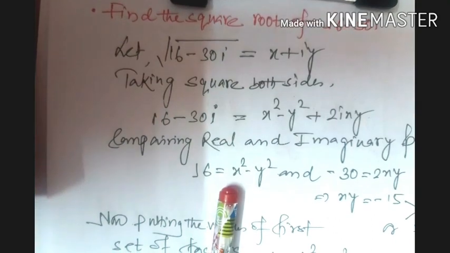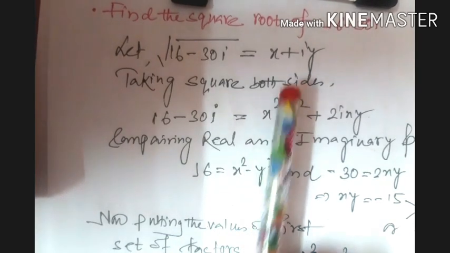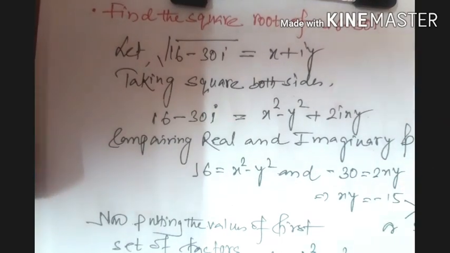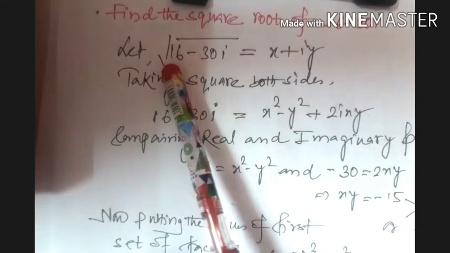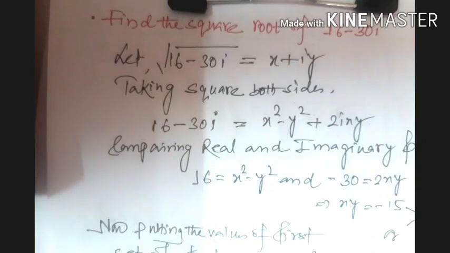Okay students, so we have learned 4 methods, and among the 4 methods I have shown mainly 3 methods. By using those methods you can solve the square root of a complex number in only 5 to 10 seconds if you practice those methods several times. So to revise all the methods together, especially those shortcut methods, I have taken another complex number here. You can see, find the square root of 16 minus 30i.